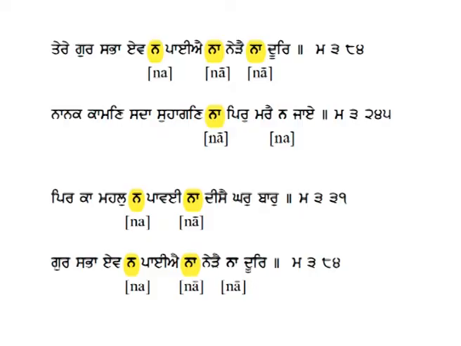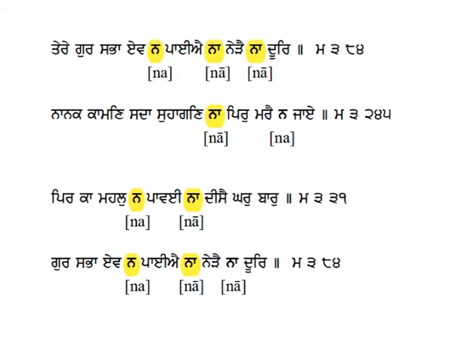Now, here is something very important. "Na, na, na." It is very frequent that sometimes "na" has no vowel or a short vowel, and the other "nā" has a long vowel. You see, "tere gur sabha ev na paya na neda na dur". See, the first "na" is a short vowel, the other two "nā"s are long vowels. Now, generally the significance is fairly clear, "na na", which is neither nor. It is neither this nor that nor that. But when you say it the second time or the third time, then you emphasize it.